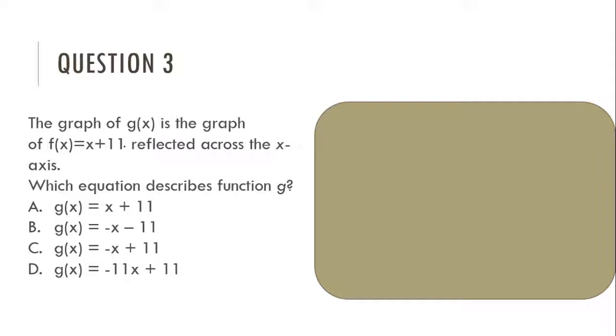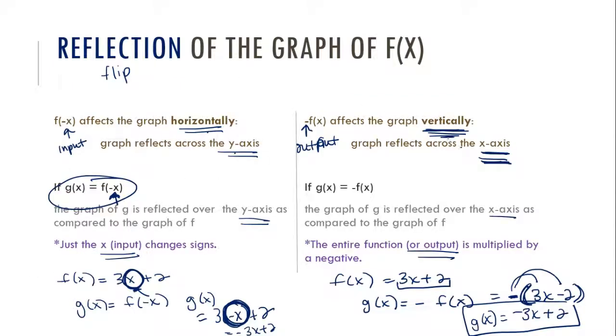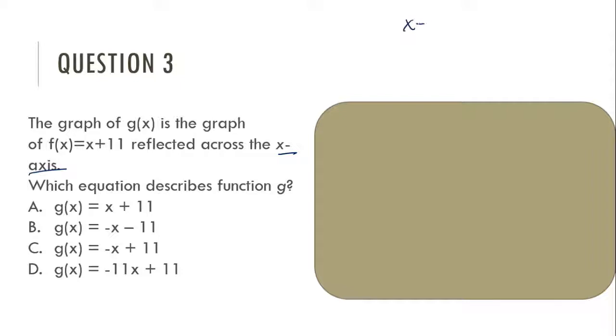So let's look at an example. The graph of g of x is the graph of f of x equals x plus 11. It's reflected across the x-axis. Okay, so let me recap my rules here. So x-axis, that tells me I'm changing my entire output, where my y-axis would mean that I'm just changing the input or just the x.